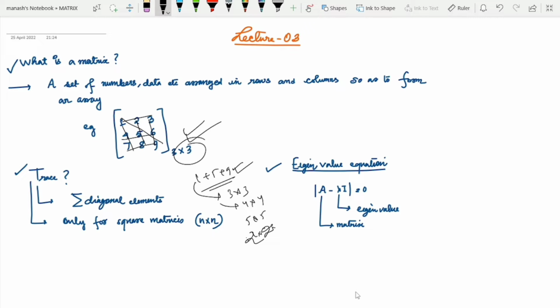Then we have the eigenvalue equation, that is, the characteristic equation. Suppose A is a matrix and you have to find the eigenvalues, then you can use the characteristic equation, that is A minus lambda I. Suppose A is 3 cross 3, then I should also be the 3 cross 3 identity matrix. And as the dimension is 3, the number of eigenvalues, that is lambda, would have 3 values. So this is the characteristic equation.